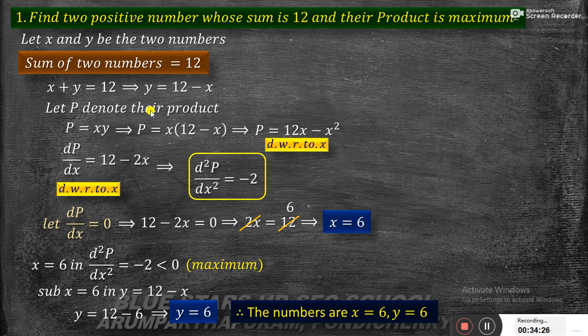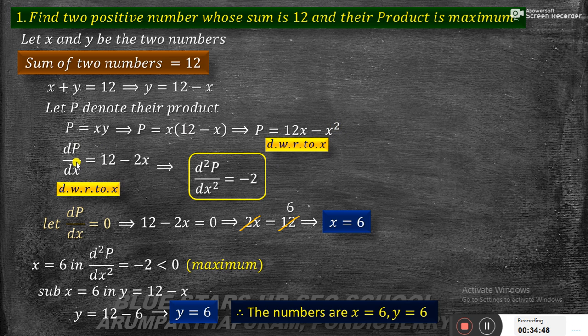Let p denote their product. So p is the product, p equals xy. They tell us the product is maximum. So p equals x times y, where y is 12 minus x. I multiply these two factors, so 12x minus x square. Therefore p equals 12x minus x square. Differentiate with respect to x.